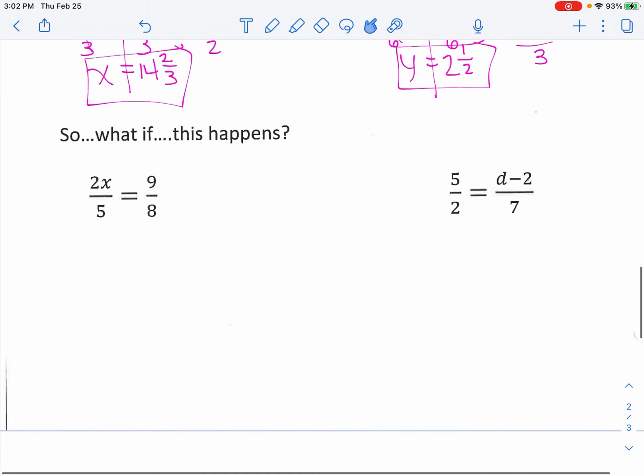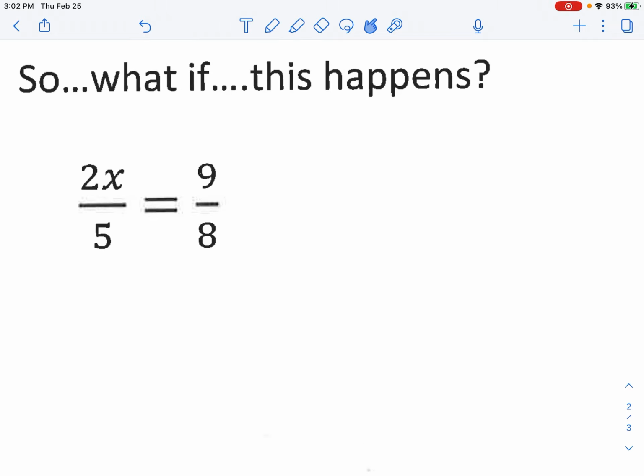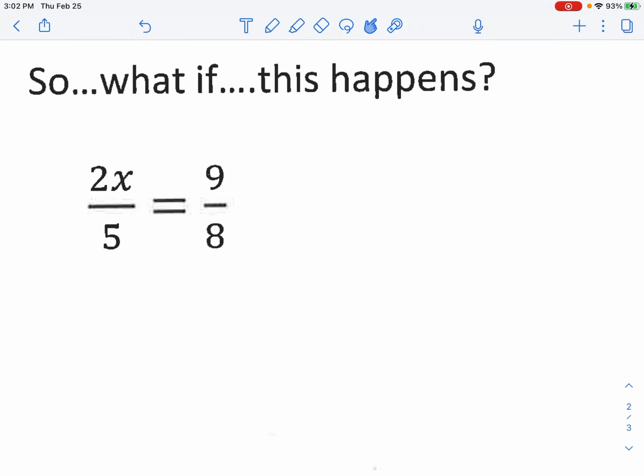Okay, these down here are going to look a little bit different. So what if this happens? You're still going to do cross products. We all know how to do this. Take a deep breath. We know what's going on here. We know that 2x times 8 is 16x, and we know that 5 times 9 is 45.